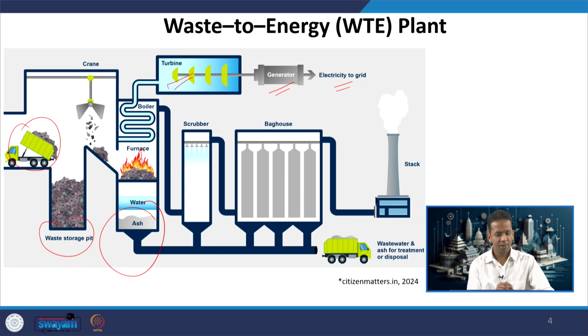The gases which come out of the incinerator, mainly the flue gases, have a lot of impurities and particulates. So, they need to be cleaned through a scrubber or a filter bag house before being sent to the stack through the chimney and into the atmosphere. Any liquid or solid waste, mainly ash coming out from the bottom of the incinerator, gets collected, and along with wastewater it can be sent to the wastewater treatment plant or for disposal, depending on whether we have a use for the ash or not. So, that is a typical waste to energy plant.